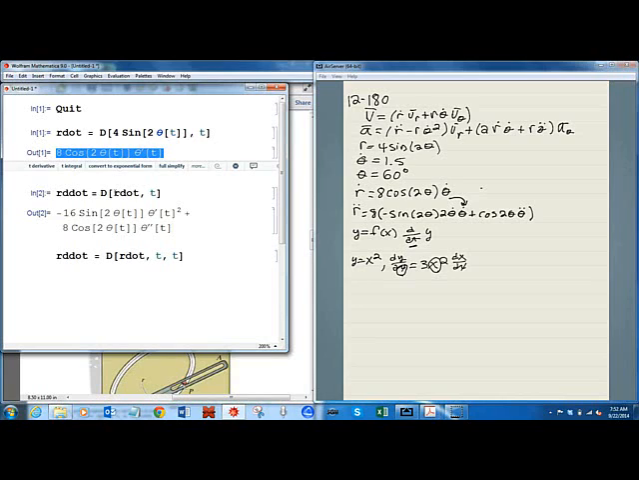Theta dot was constant, right? The derivative of a constant is 0. So I know theta double dot, I know theta, I know theta dot, so I can get R double dot. I can get R dot. I can get R. I can get everything I need, right?